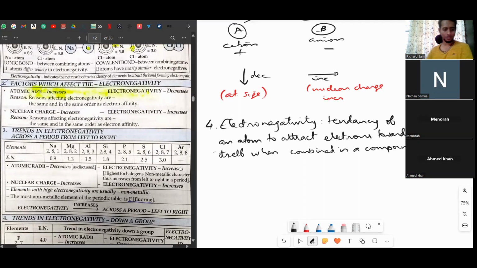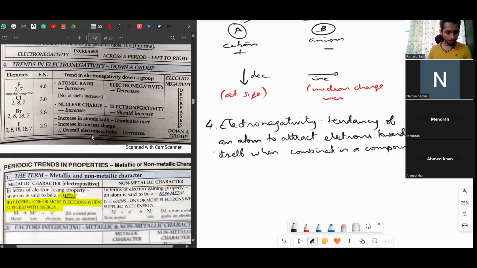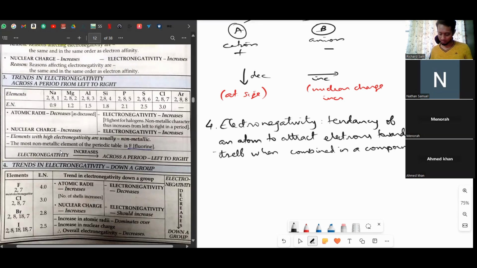It's already stable. And if you go down the group, look at 7th group, 17th group: fluorine, chlorine, bromine, iodine, astatine. What's happening to the electronegativity? It's decreasing. Reasons exactly the same, so we don't need to go through it. In your book, it's not even there. Here, see, reasons affecting electronegativity are the same and in the same order as the electron affinity. So they have not written it again. So just draw the arrow down and say decrease, and to the right you write increase. We're not writing the reason because it's the same.